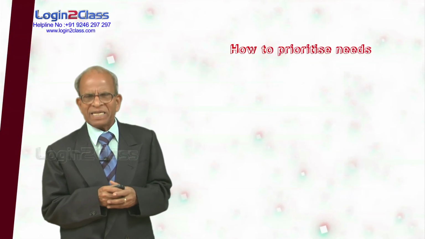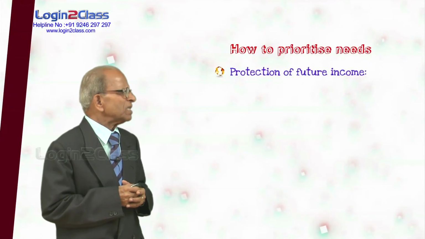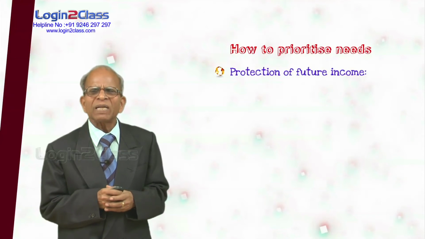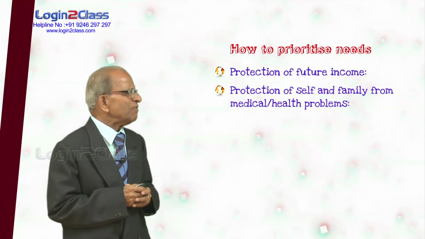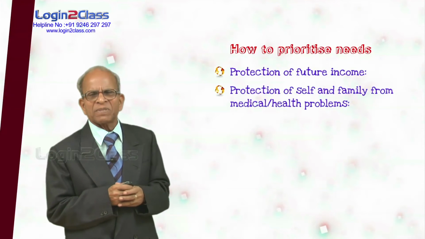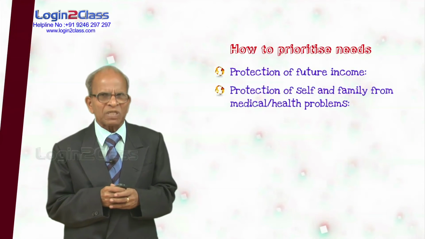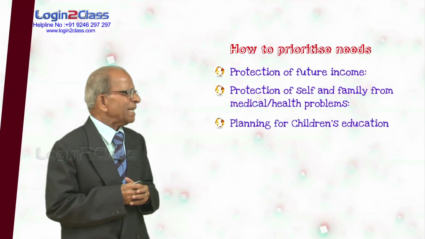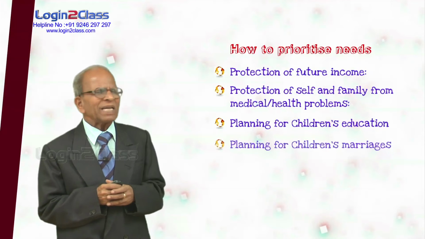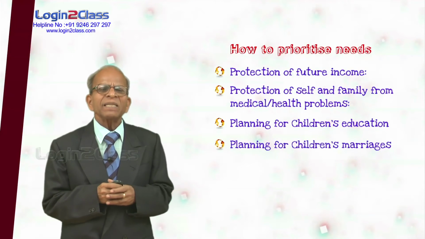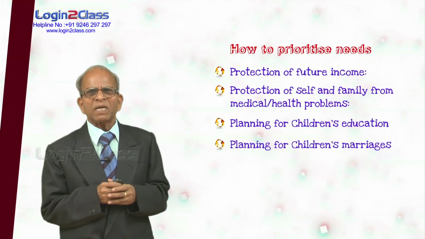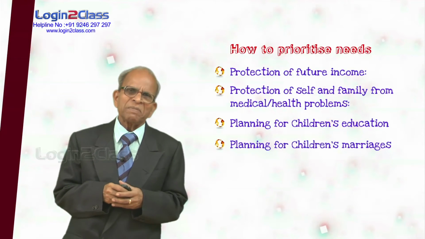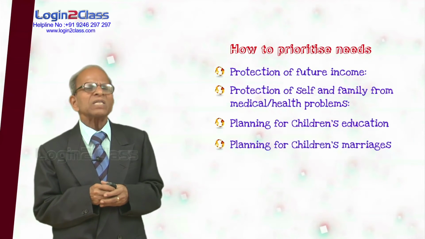How to prioritize needs? Some more points. Protection of future income should be number 1 item in your needs list. Protection of self and family from medical health problems. Of course, you will be taking a health insurance policy for that. So, these are top priority things. Then planning for children's education, planning for children's marriages, they come next. They are important, but not so important as taking care of the income of your family. You can't allow your family to become destitute. So, that is top priority.